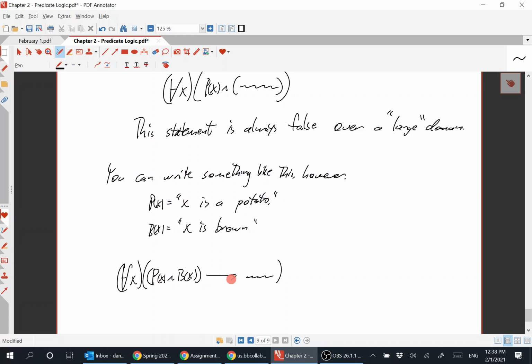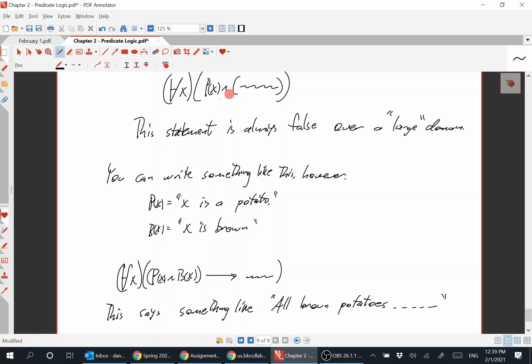All right, this is a statement that says something like, all brown potatoes taste great. All brown potatoes can be baked. All brown potatoes can be mashed. All brown potatoes are fun to juggle. I mean, whatever it might be.